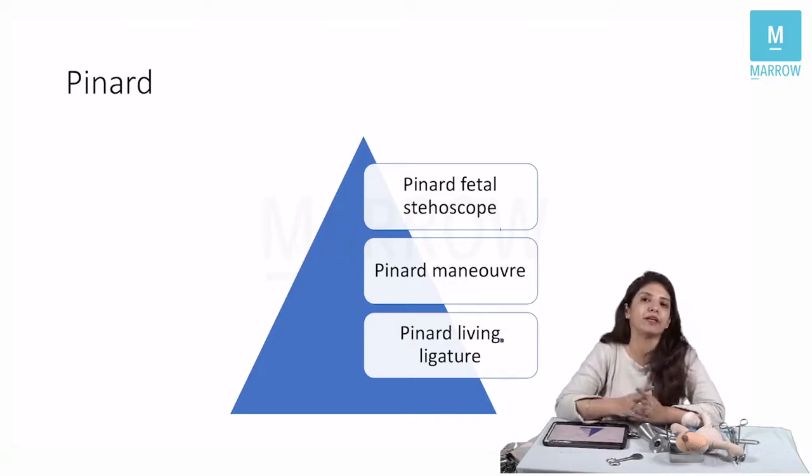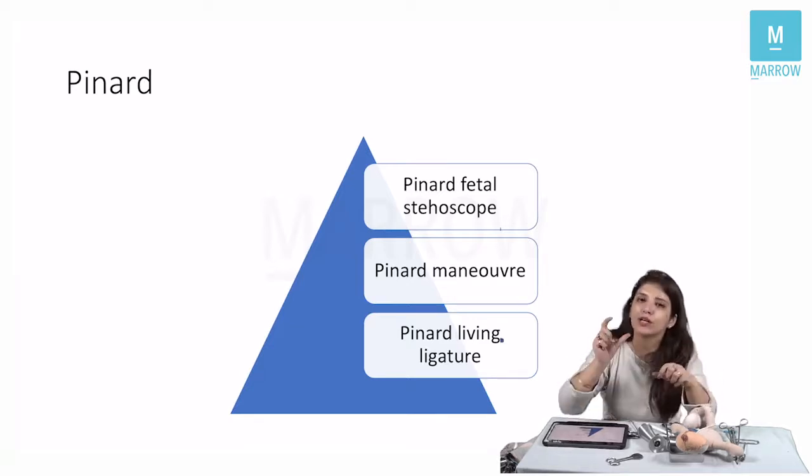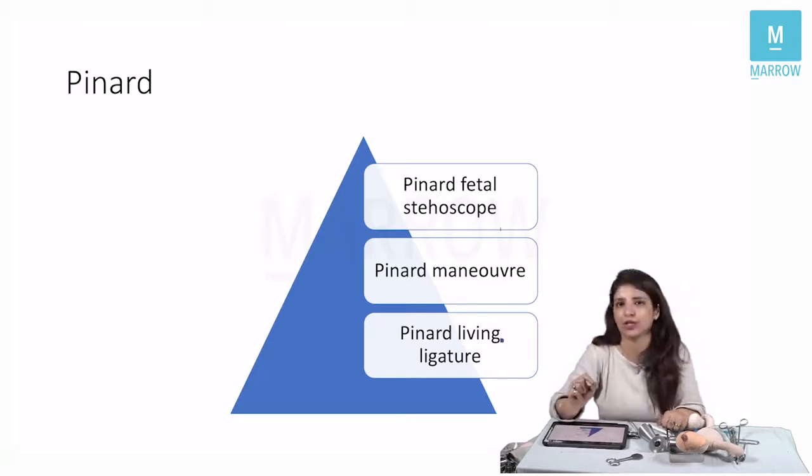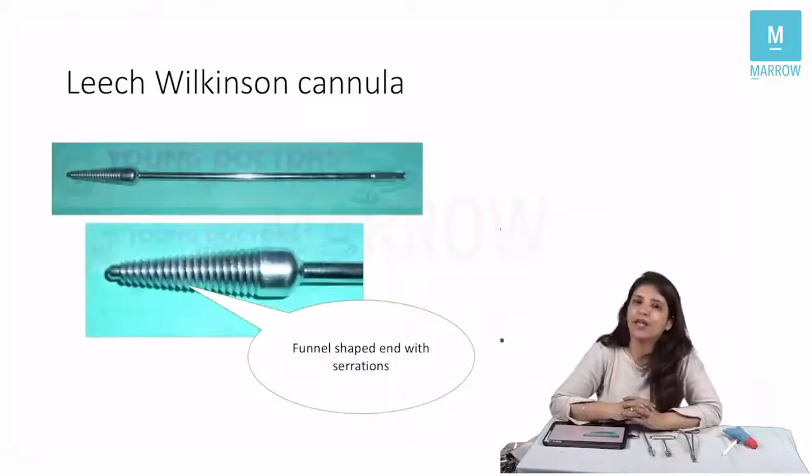The third Pinard is the Pinard's living ligature. So if all of you remember, the middle layer of the myometrium is called the living ligature because it has fibers running in a crisscross manner. So when the middle layer of the uterus contracts, the arteries which are there in between, they get constricted and the bleeding stops. So the complete name of the living ligature is the Pinard's living ligature. So you hear Pinard at 3 places, right? Now let's talk about some special gynae instruments.